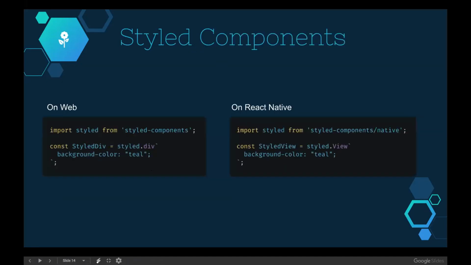And if you work with styled-components on web, and if you're familiar with it, and you want to use it in React Native also, yes, React Native provides a styled-components package as well. So on the web, you would import styled from styled-components, and this would be the way you'd be using it. But on React Native, you'll just say styled.View, and you can apply your background color there.